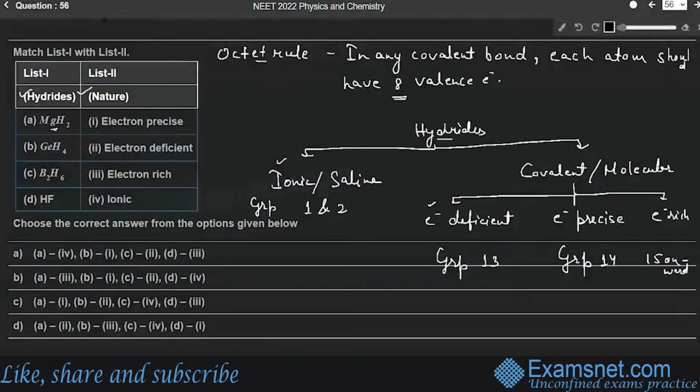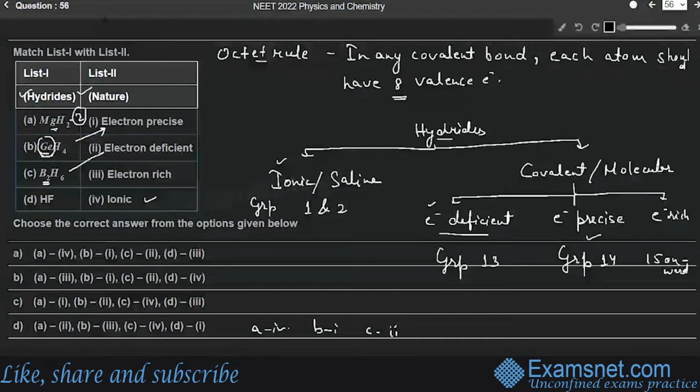Okay, so now the first one, that means magnesium hydride, so it is a group 2 element, right? That means it will form the ionic hydride, so the correct match for A will be 4, right? Now the next one is germanium hydride. So germanium is a group 14 element, so group 14 will form electron precise, so the correct match for B will be number 1, right? Third one is boron. So boron belongs to group 13, and group 13 elements will form electron deficient hydride. That means the correct match for C will be number 2.